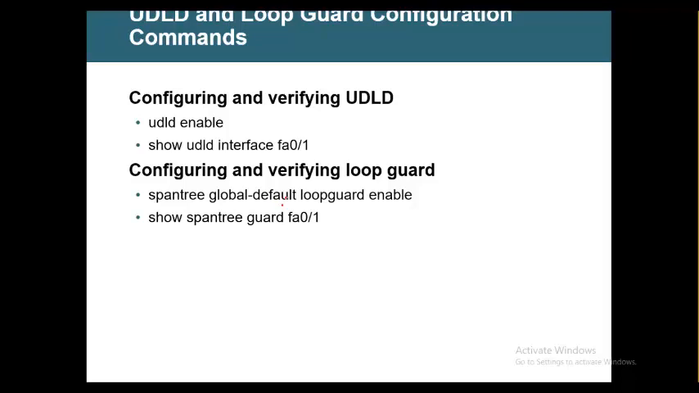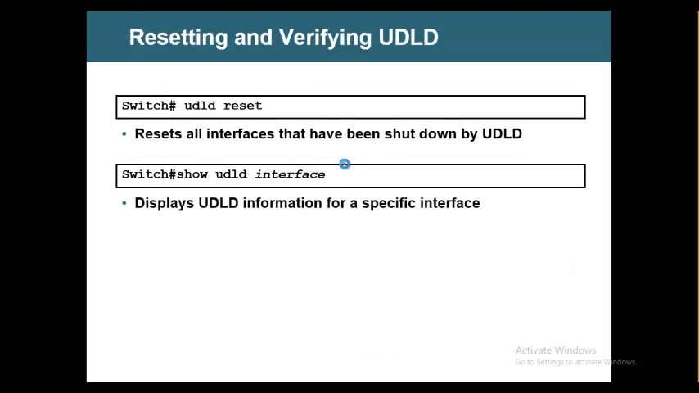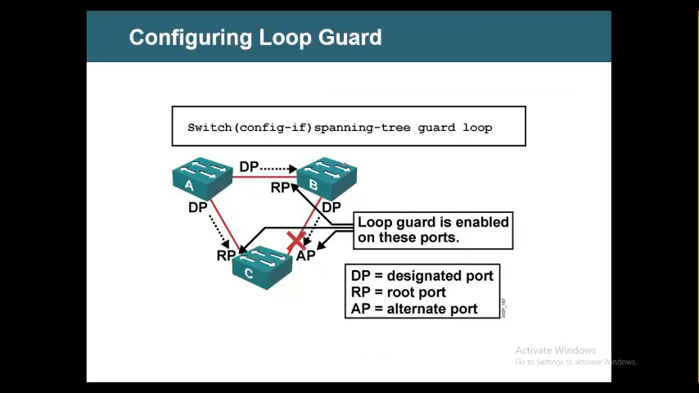So to enable loop guard, this is the command. UDLD is because of hardware failure, meaning a fiber is cut. This is because of software failure. Here is the command that shows how to enable UDLD, for fiber optics as well as non-fiber optics. And this is the command to enable loop guard.